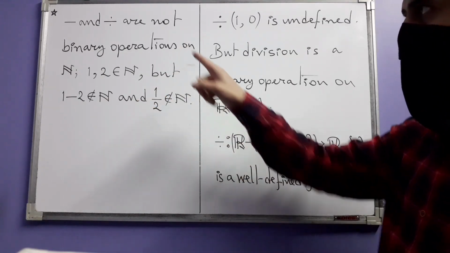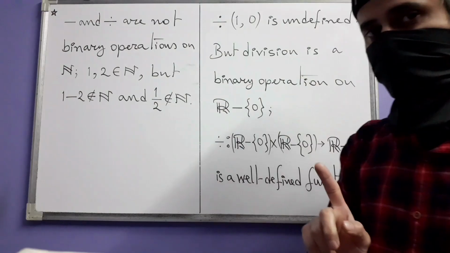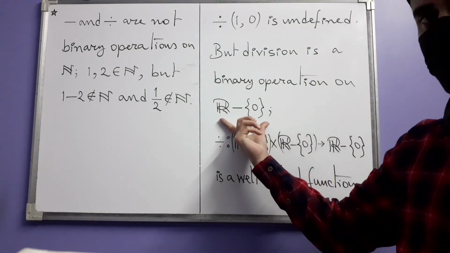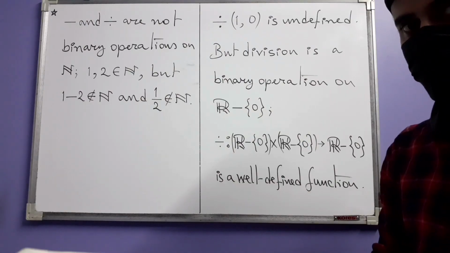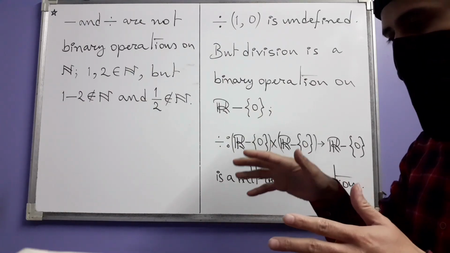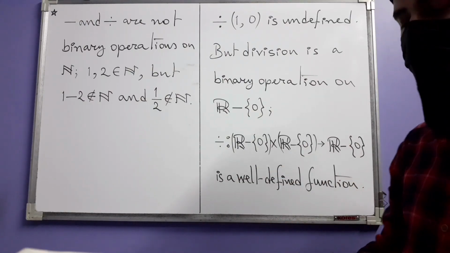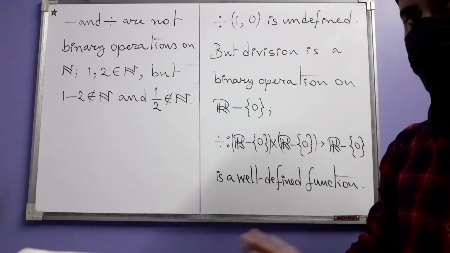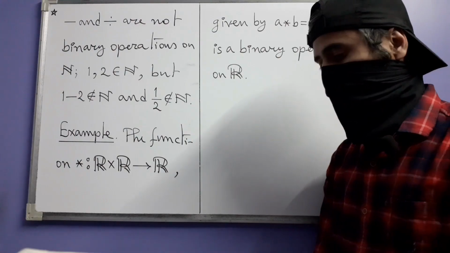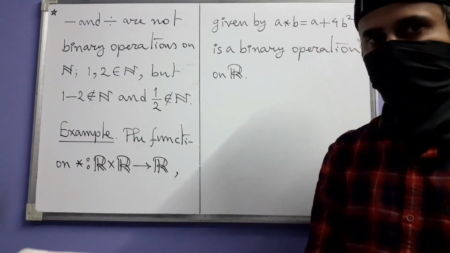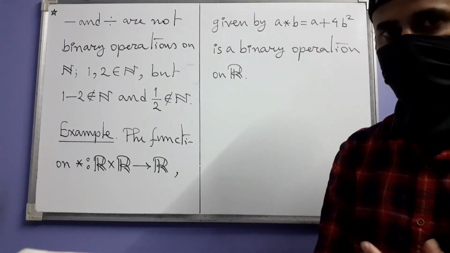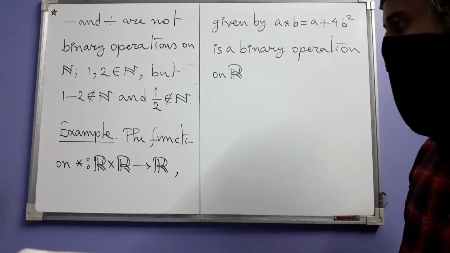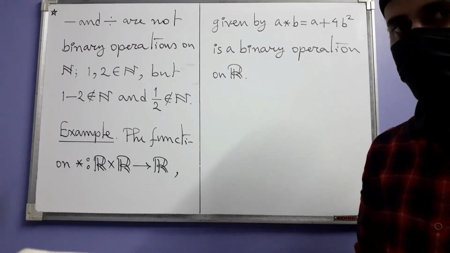However, the first one is a binary operation on R, and the second one is a binary operation on the set of non-zero real numbers. So not just the function, not just the rule, but the set on which it is being considered also affects the thing. It's not just the elementary arithmetic operations of addition, subtraction, multiplication and division that you can consider when talking about binary operations, but other functions also exist which are binary operations.